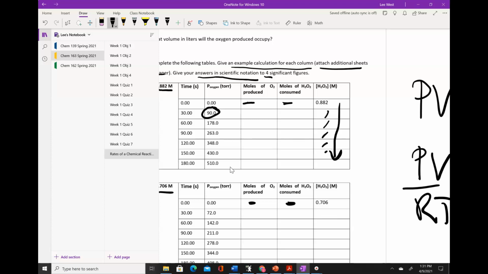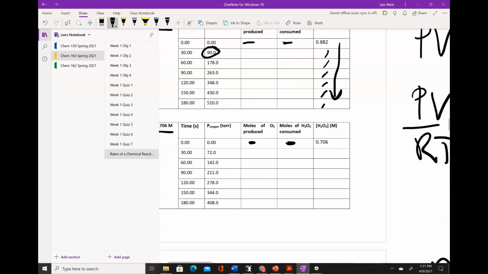I've got to do it 1, 2, 3, 4, 5, 6, 7, 8, 9, 10, 11, 12 times. So it's quite a lot to do, right? So, just be aware that this is not going to be a trivial thing to do.